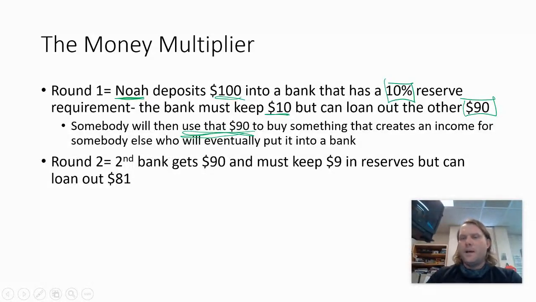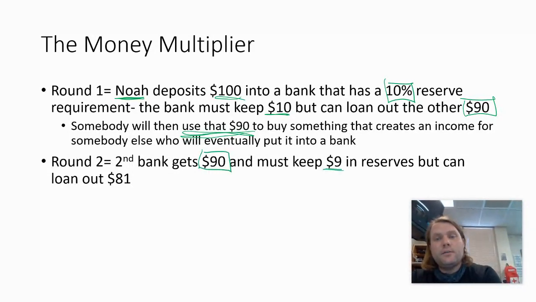Somebody's going to take that money eventually and put it into a bank. So if I buy, let's just say, a washing machine, I don't know if you need to take a loan to buy a washing machine from a garage sale at $90, whatever. The numbers are real low. But that person that I buy it from is going to take that $90 and put it into the bank. Well, this new bank has to keep $9 in reserves, but they can loan out another $81, right?